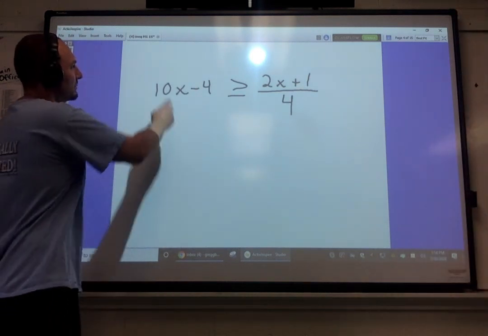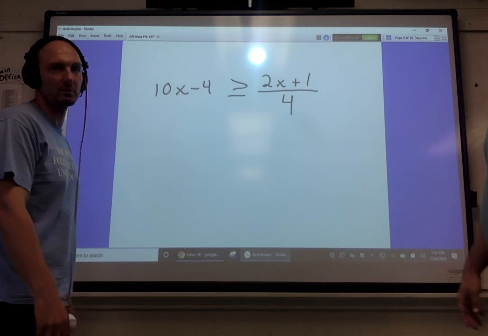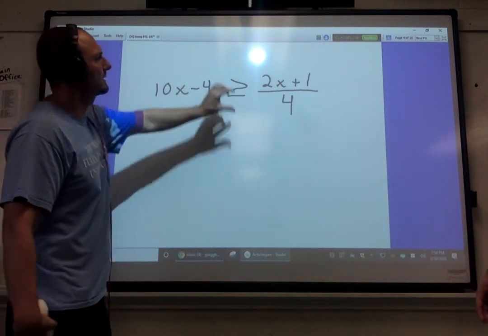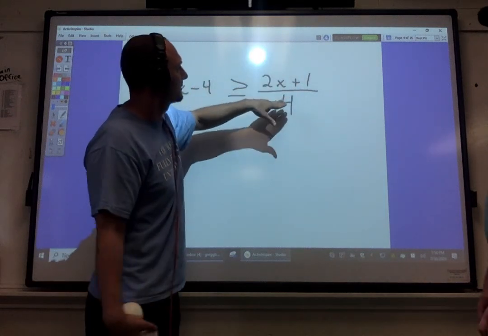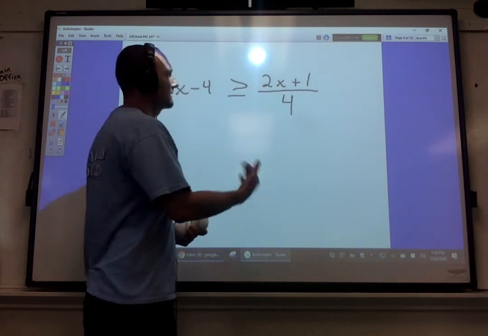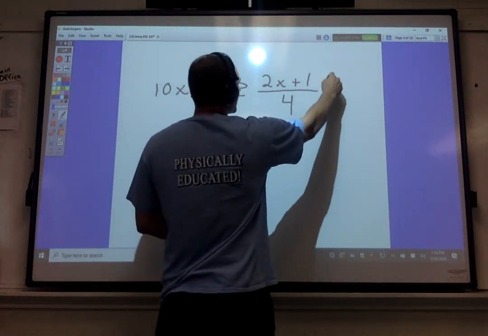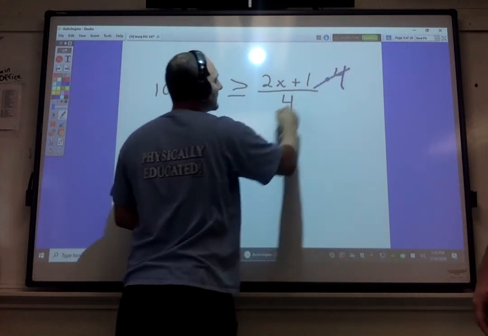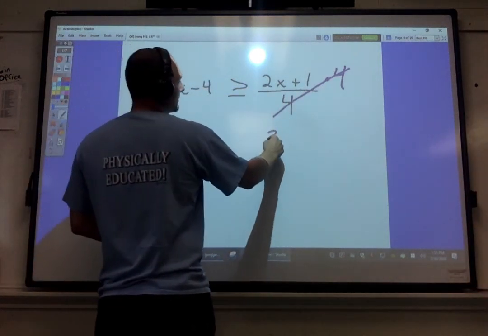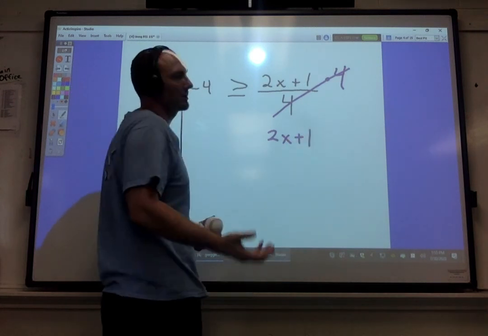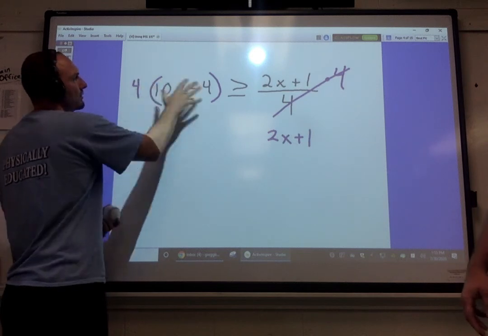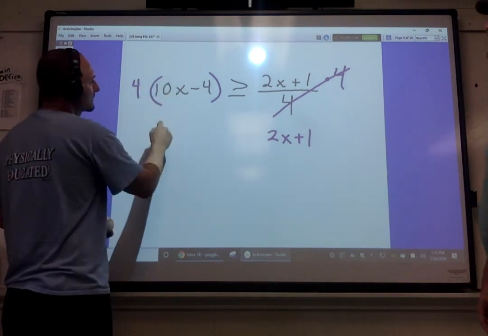Alright, so variables on both sides. Do I have distributive property? No. Do I have like terms that combine? No. But we do have this entire numerator being divided by 4, so I'm going to cancel out the 4. Well, not cancel out, but relocate it and get rid of it, whatever you want to call it. I multiply that side by 4, and we get 2x plus 1. Since it's a positive 4, it's not going to change anything. And I need to multiply both terms over here by 4. So it's going to become 40x.